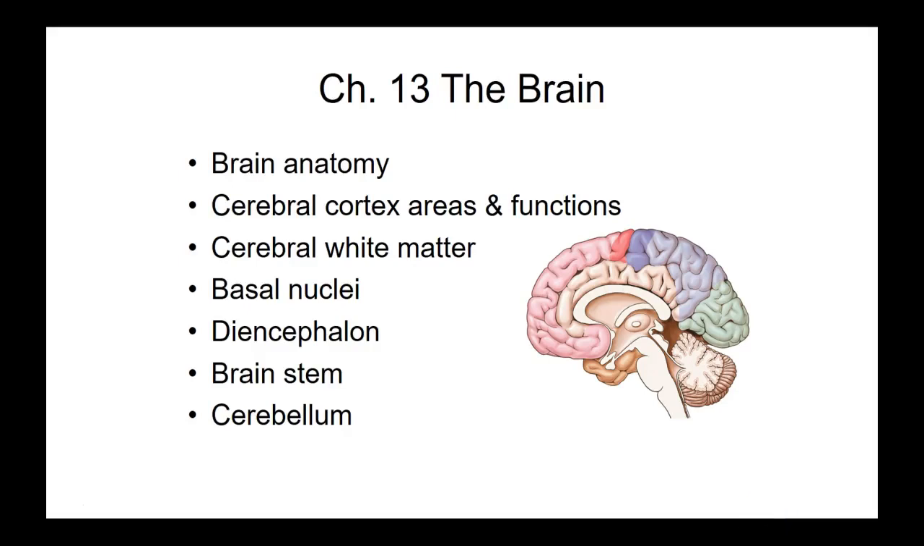Like I mentioned, we're going to start looking at the brain. We're going to start off with some of the basic structures. So we're going to look at the brain anatomy, and then we'll talk a little bit more about each one of these structures in a little bit more detail. After we go through some gross anatomy, we'll start off with looking at something called the cerebrum, which is going to be the outer portion of the brain.